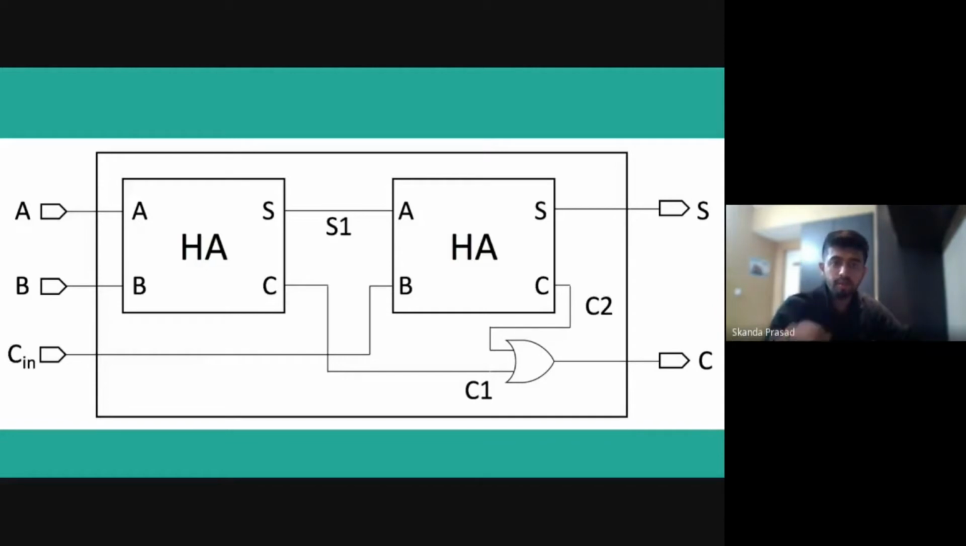The sum of the first half adder is given as one of the inputs, and then the carry in from the previous sum is given as the other input to the second half adder, and finally the sum is calculated along with the carry.